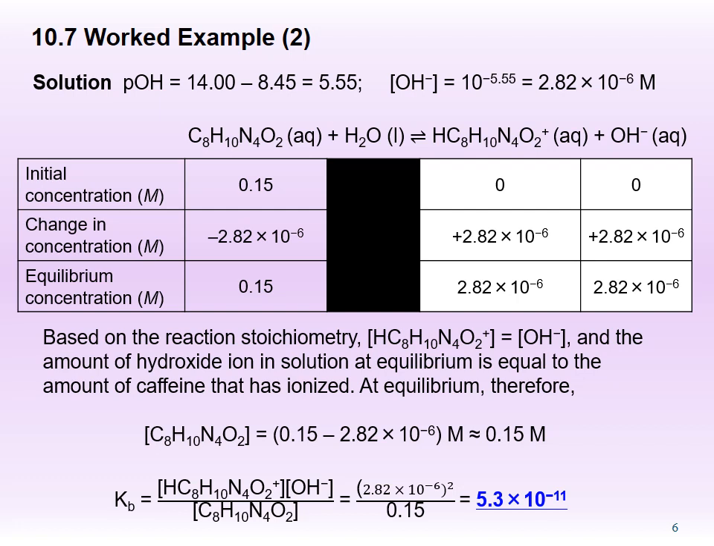So we replace all the x's in the ice table with 2.82 times 10 to the power of negative 6 molar. We write the equilibrium expression for Kb, which is the concentration of protonated caffeine ion times the concentration of hydroxide ion divided by the concentration of caffeine. Then by substituting all the numerical values from the last row of the ice table into the Kb expression, we get 5.3 times 10 to the power of negative 11.